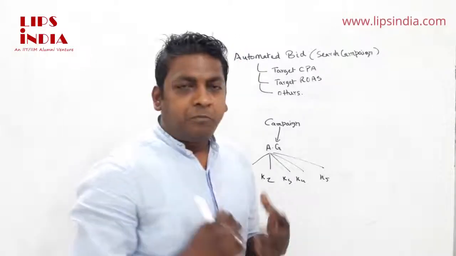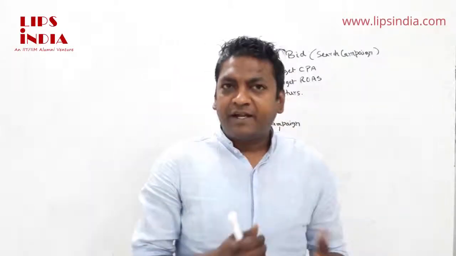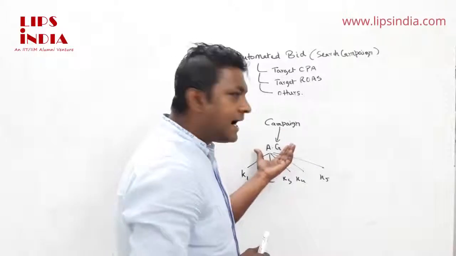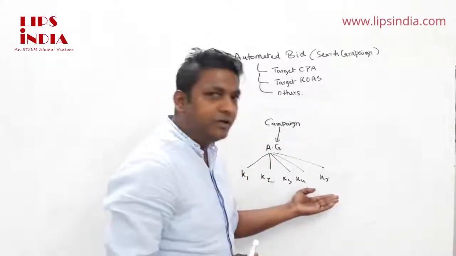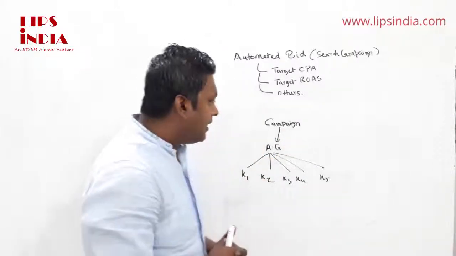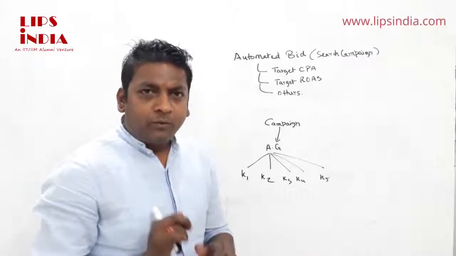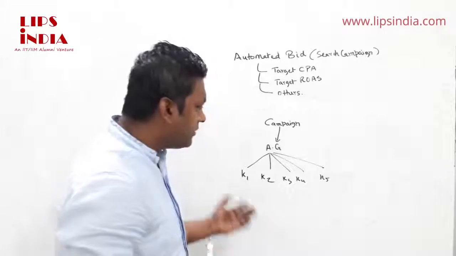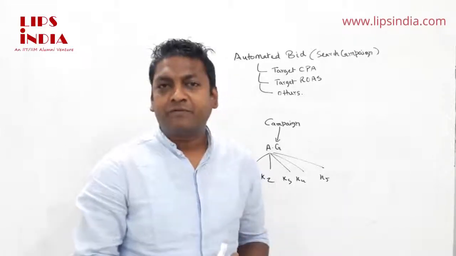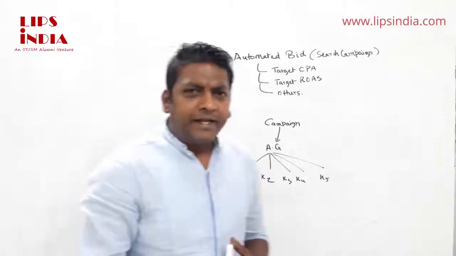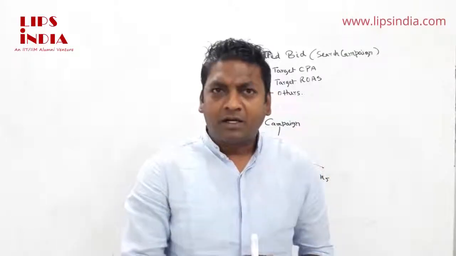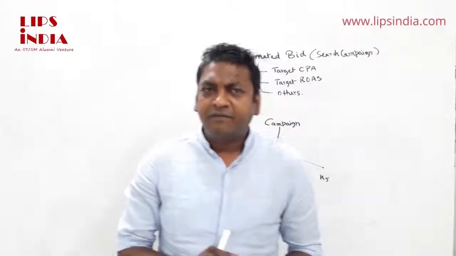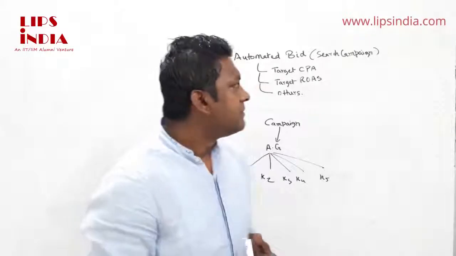So in a typical search campaign, you've created a campaign, you've created ad groups, and you have a few keywords within your ad groups. In the manual CPC method, what you do is you bid for each of these keywords. They all could be the same, or you could have different bids for each of these keywords. And you actually pay on a per click model when you're creating a campaign yourself and bidding manually.